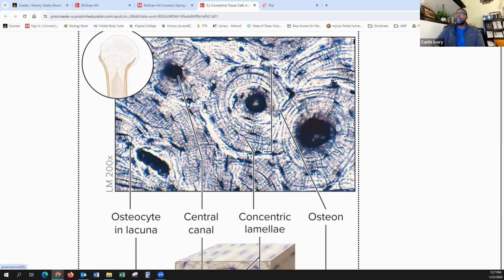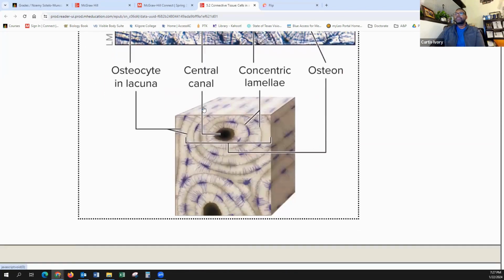Also, you have to have a blood supply running through your bones because you have to deliver oxygen in order for those mitochondria to make ATP, through the citric acid cycle and the electron transport chain. You have to have a blood supply for that as well. And this whole thing, it kind of reminds me of the rings of a tree. If you've ever chopped down a tree, it looks like the rings of a tree, but those are referred to as the osteons.